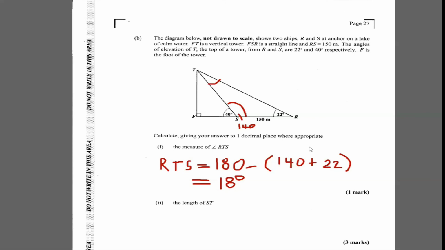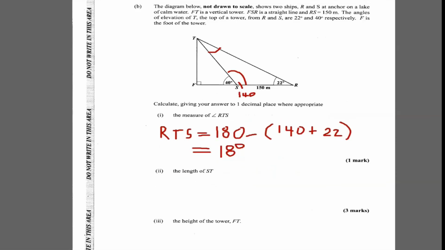Now it says find the length of ST. So let's find the length of ST. Given that they want the length of ST, we can either use cosine rule or sine rule. We have two sides and an angle in between, but let's use sine rule.